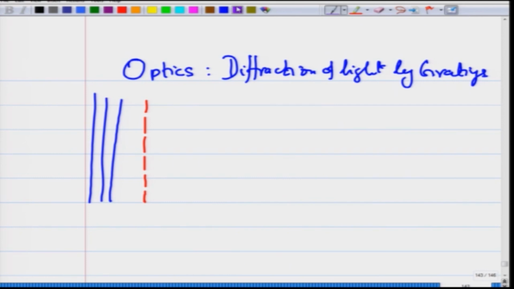So, on the screen which is here, this is your screen. So, this is your grating, this is your wavefront, and this is your screen. What will you observe on the screen? On the screen you will observe maximas which are spaced out.